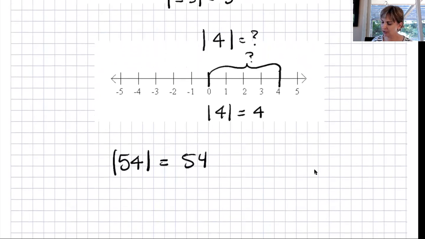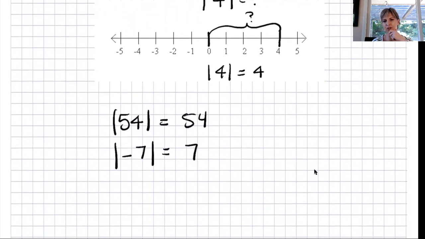Okay, how about the distance from 0 to -7? The absolute value of -7, the distance from 0 to -7 on my number line. That distance isn't -7, right? Like the distance from me to my chair isn't -2, the distance is 2. So the absolute value of -7 is 7. The distance is 7.